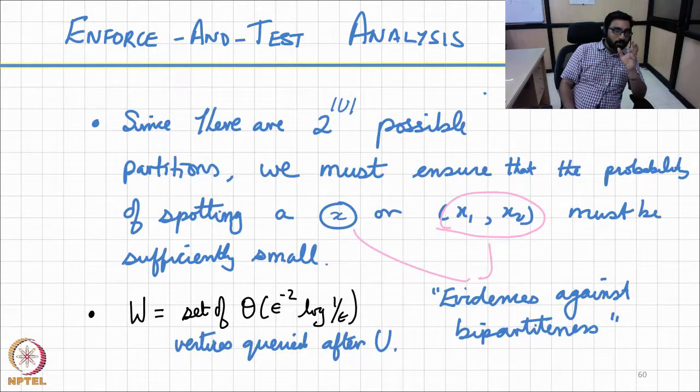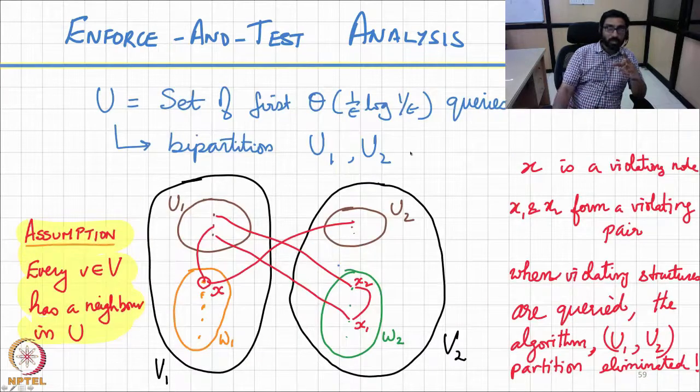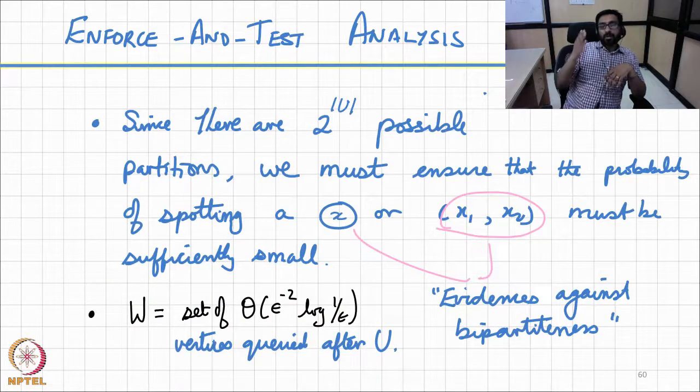When either one of these violating structures is queried, the algorithm essentially eliminates this partition U1, U2. But keep in mind that there are a total of 2 raised to the cardinality of U possible partitions of the set U. We must ensure that our queries are strong enough to eliminate every possible partition of the set U. This whole thing operates under the assumption that the graph is in fact far from being bipartite, so the second part, the test part, should be strong enough to reject all these 2 power |U| possible partitions.